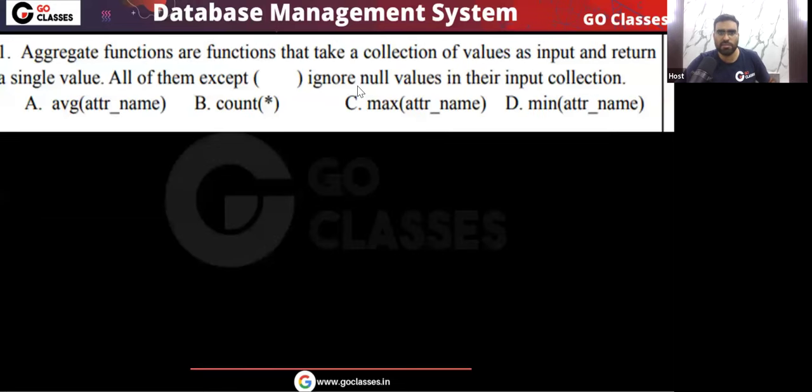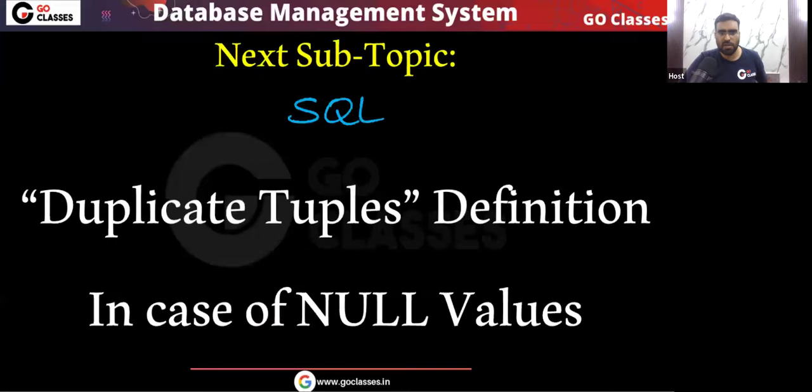Tell me the answer for this. All these questions I found in some university assignment or on the check website. Okay, so you can see all of them except one ignore the null values. So the answer for this question will be option B. You can read the question. Answer will be option B. All of them will ignore the null values except count star.